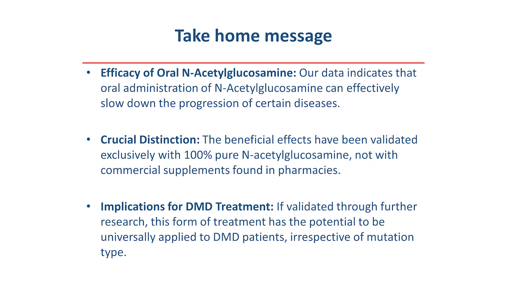In summary, our preliminary results suggest that oral N-Acetylglucosamine treatment is effective. Please note that effect was confirmed only by the 100% pure N-Acetylglucosamine, but not the one found in the supplement quota of a pharmacy. Once proven, this treatment could be taken by all Duchenne muscular dystrophy patients, regardless of their mutations. In addition, we expect that N-Acetylglucosamine-based treatment could be combined with other non-targeted and targeted therapies, as the molecular mechanism is likely very different from most of those treatments.